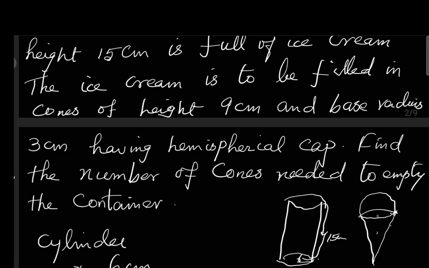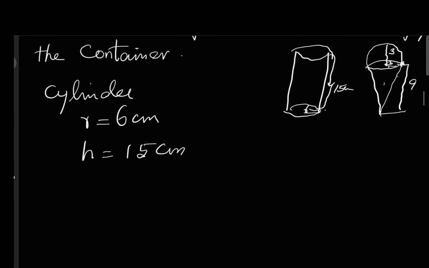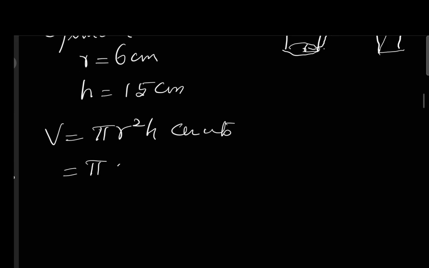Here the height of the cone they have given is, from this to this, 9 cm, and the base radius is 3 cm. The same radius is for the hemisphere also. Okay, so how many cones can I make? First I am going to find the volume of the cylinder. This contains this much ice cream. So volume is equal to pi r squared h cubic units. Keep pi as it is. R is 6 into 15, so you just multiply this.